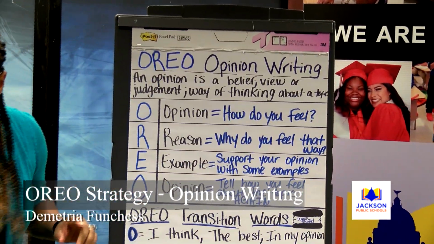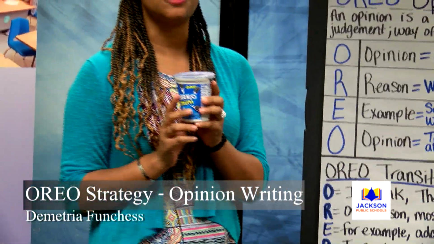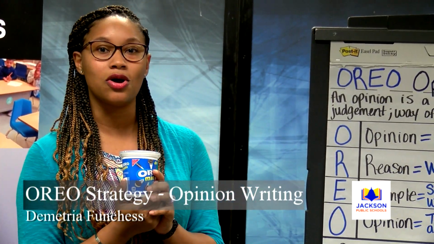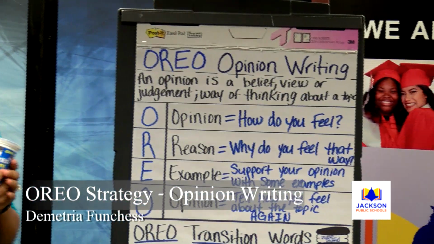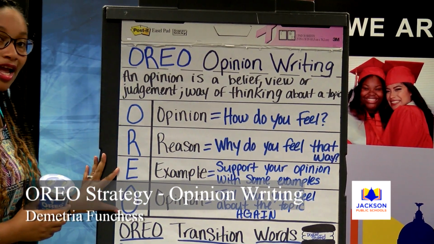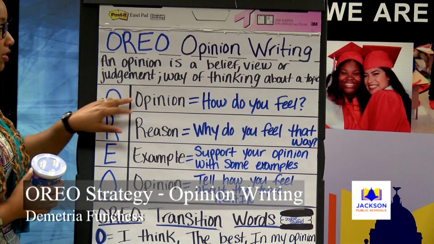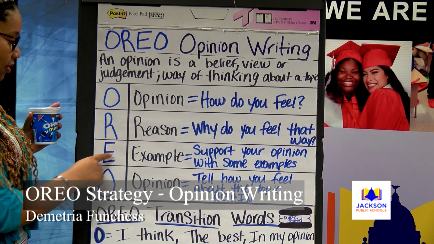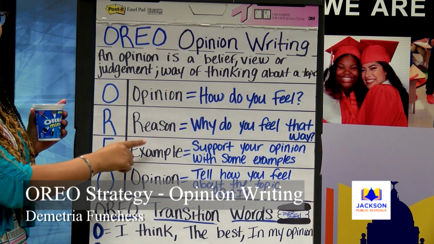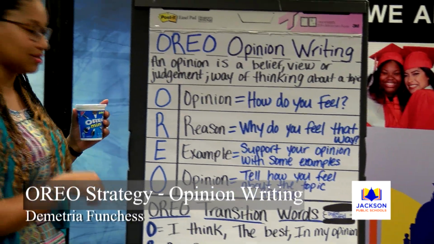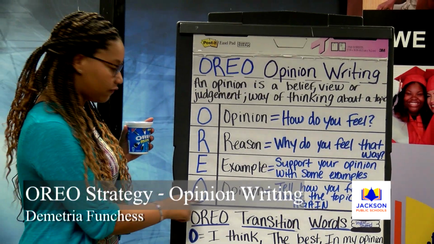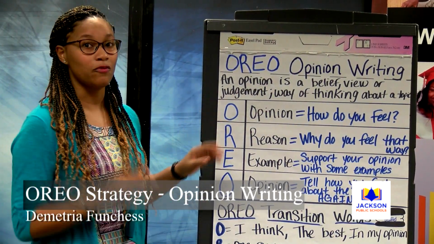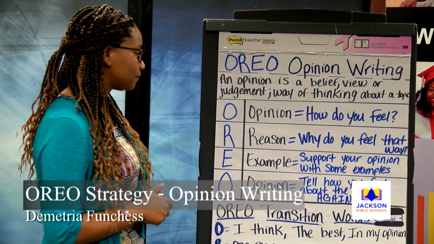Just like with the Oreo cookie, it's spelled the same way. Let's see, the acronym Oreo, O-R-E-O. We follow those steps in our writing. The O stands for opinion, R is the reason, E is example, and I also like to use the word evidence. And also O is for opinion. And you see that twice on our chart, and we're going to talk about that in just a second.